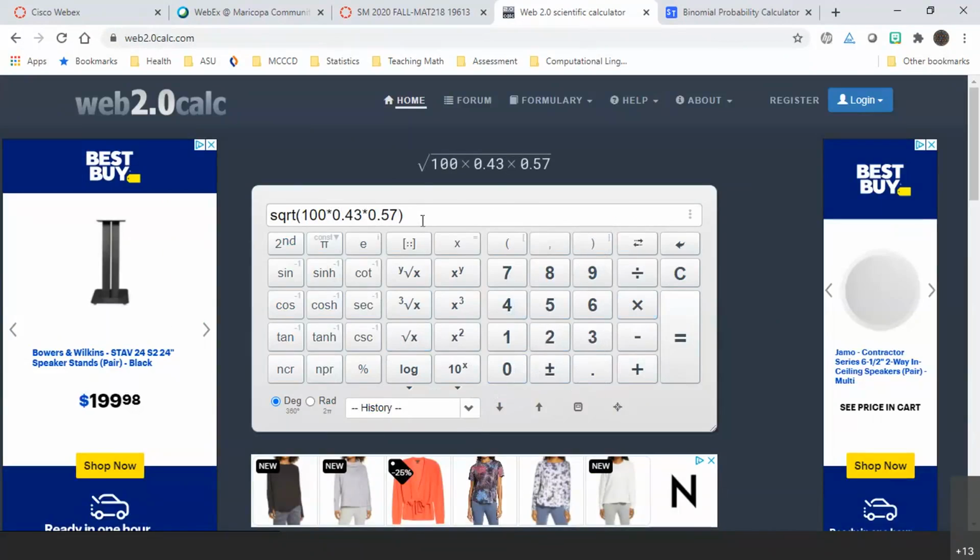Close the parentheses. Okay, double check up here. It looks like what you wrote on your paper. All right, so again, I have 0.495 as my standard deviation. And again, remember, you can click on this to put the formula back in the calculator if you need to adjust it or try it for different N and P values.